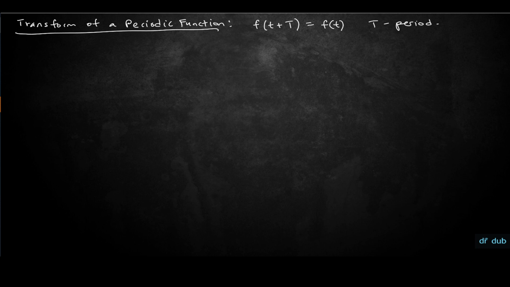You could have a sawtooth function, like it's a straight line and then it starts over. Or it could be a triangular wave, which we'll do in just a second. It doesn't have to just be sine or cosine. Then the transform is given by this theorem, which says Laplace of the periodic function f of t equals 1 over 1 minus e to the negative sT, integral from 0 to capital T, e to the negative st f of t dt.